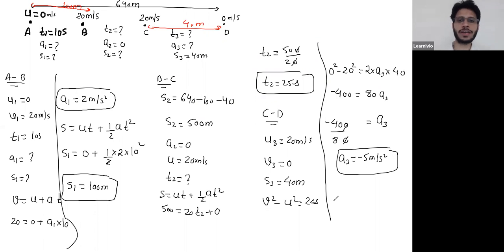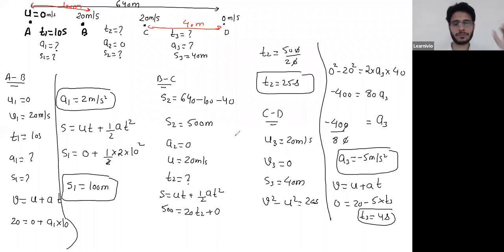Similarly, you can calculate time. For time, you can use the equation v is u plus at. Your v is 0, your u is 20, your a is minus 5, and time is t3. So t3 comes out to be 4 seconds. Is it clear? Yes, sir. Okay, just note it down.